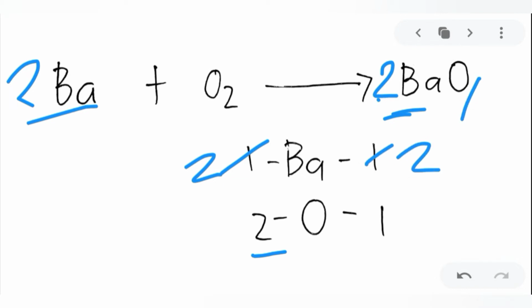And 2 times 1 for oxygen, that is 2 pieces of oxygen. So therefore, this equation is already balanced.